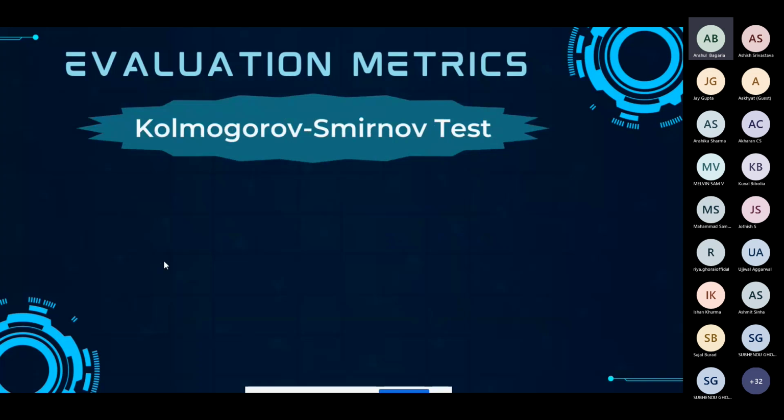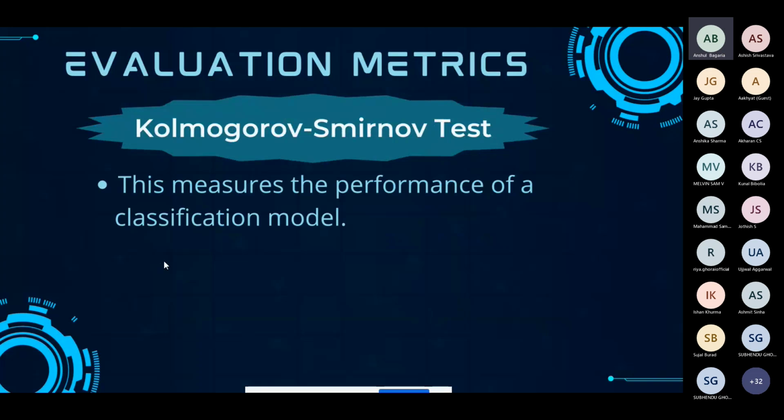Next, we have something called the Kolmogorov-Smirnov test. This measures the performance of a classification model. More accurately, it tells us the degree of separation between the positive and negative distributions. If the scores are able to partition, basically if you are able to divide the population into two separate groups, where one has all positive values and the other has all negative values, then the KS, that's the Kolmogorov-Smirnov value, will be 100.